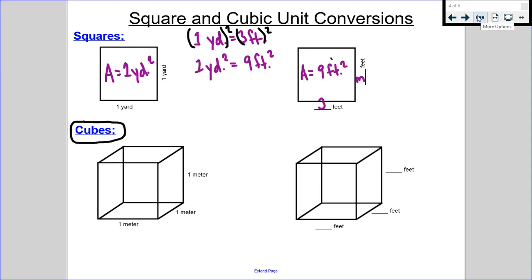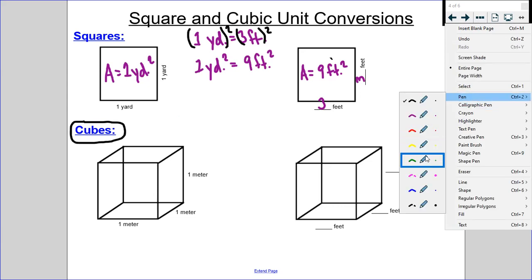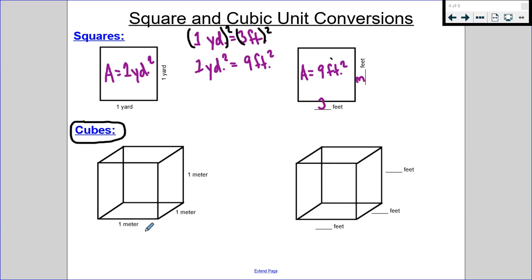Like a square is two-dimensional, a cube is three-dimensional. So 1 meter times 1 meter times 1 meter will give me a volume here of 1 meter cubed. Now we have to see how many cubic feet are in that cubic meter. So if 1 meter is 3 28/100 of a foot, now I would have to do 3 28/100 times 3 28/100 times 3 28/100.